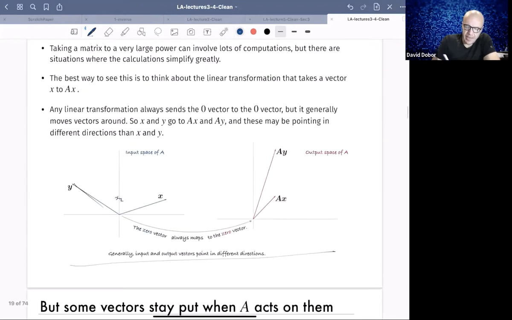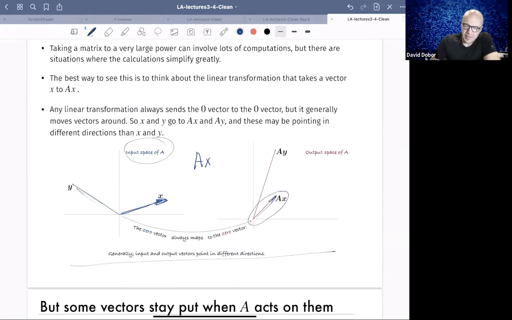So here's a vector X. To that X, I'm applying the transformation A. So this is the input space of A. So I'm computing AX, and AX ends up being this. In general, when you apply the transformation A to a vector, that vector changes direction. In this picture, both vectors X and Y, when A is applied to them, change direction. X pointed this way, AX points that way. It's not on the same line.